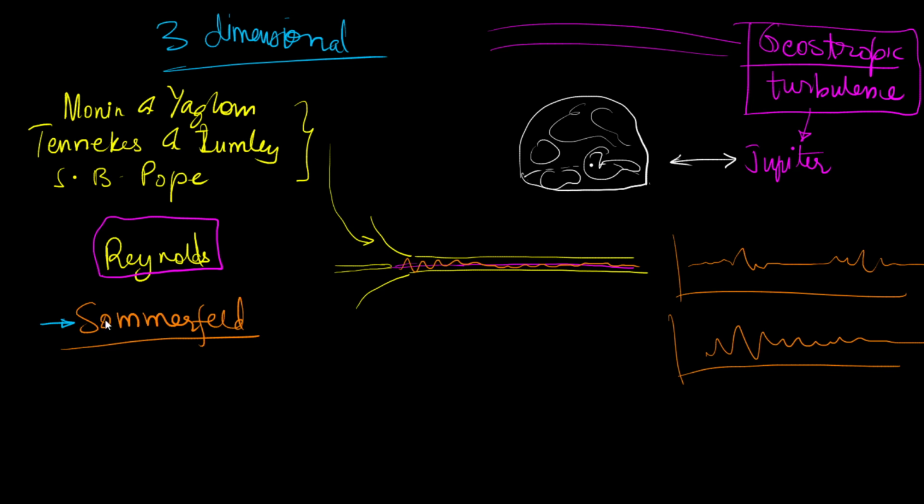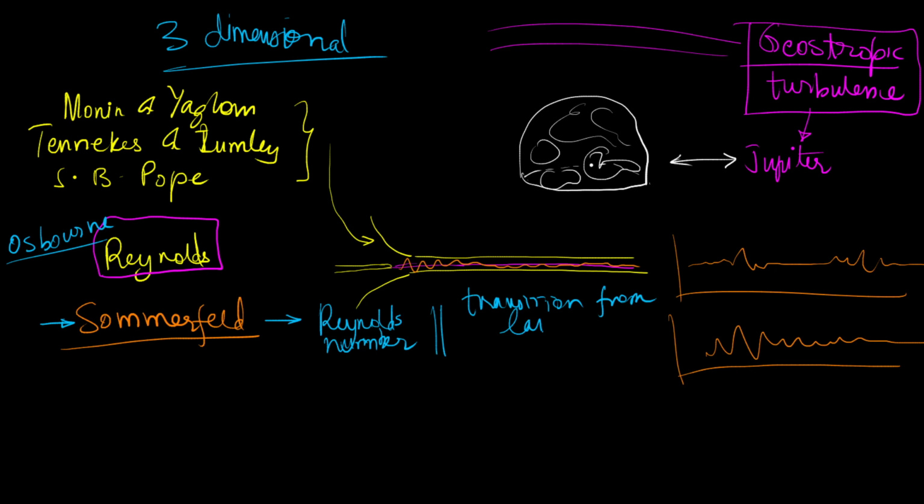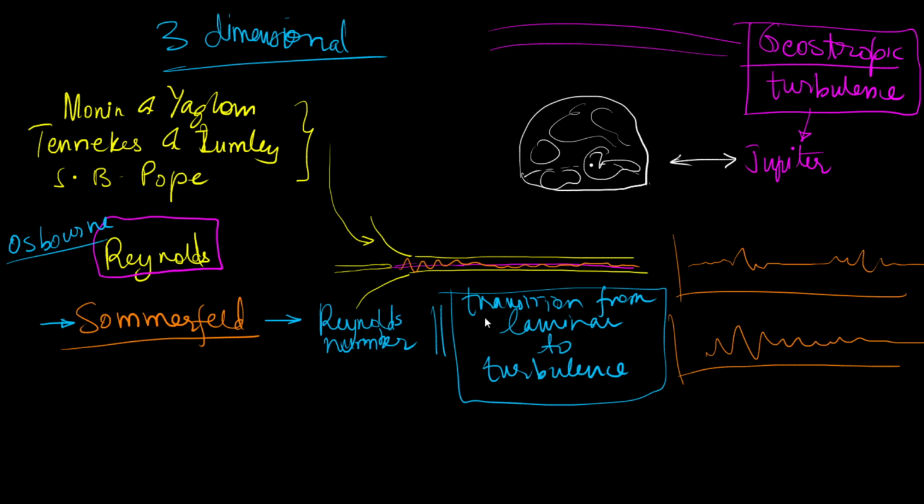Yeah, so Sommerfeld later classified what he called a Reynolds number. So Reynolds number does not have any apostrophe or something. The name of the person was Reynolds, Osborne Reynolds. Okay, so he defined what is called Reynolds number and showed transition from laminar to turbulence. Okay, and Reynolds number was critical in understanding the process of transition from laminar flow to turbulent flow.